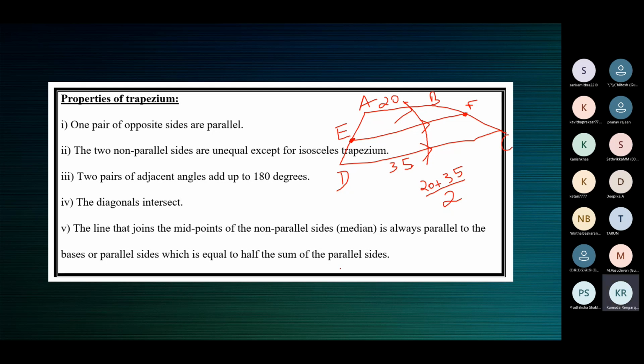Intersect is different from bisecting. The diagonals intersect. They don't bisect each other. They do not bisect each other. They only intersect. They meet.